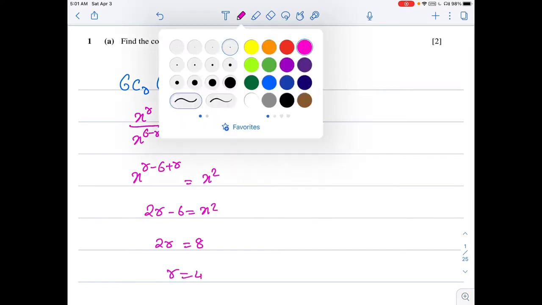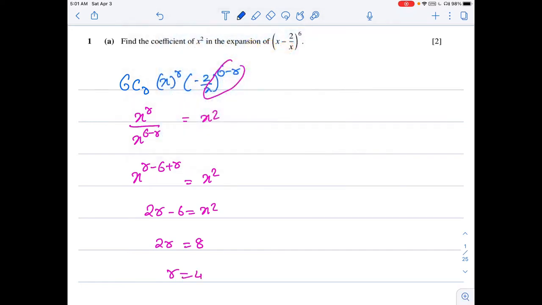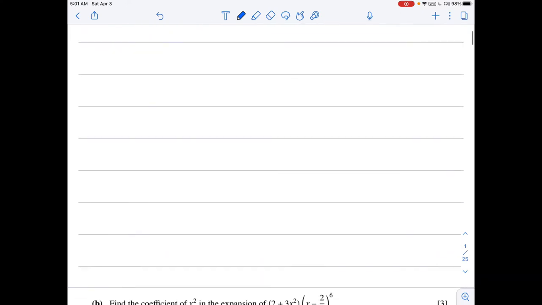Once I get r is equal to 4, what am I going to do? I'm going to get the coefficient of x square. What does that become now? 6C4 times minus 2 whole to the power of 6 minus 4, which becomes 60. That's going to be the answer for part A.